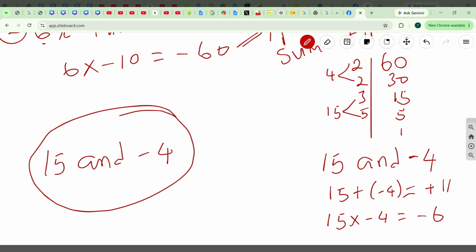Come on, give us a round of applause. This is so good. This trick is working like magic. Nowhere else are you going to find this trick on the internet.